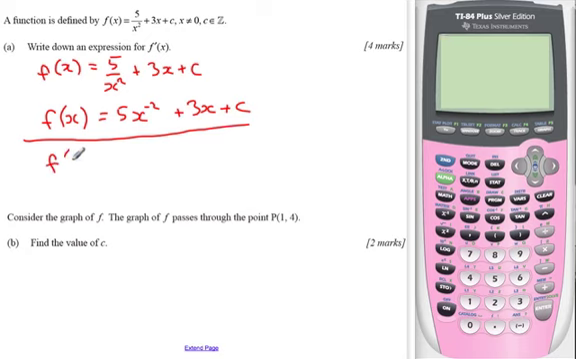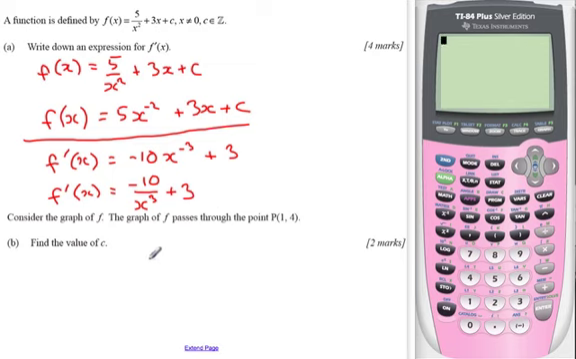Right, so now f dash of x equals, so now I'm differentiating. Negative 2 times 5 is negative 10. The power of x goes down 1, negative 3. 3x becomes 3, and the constant disappears, whatever number it is. I like to write that out again just to put it back as a fraction. That's going to be easier to substitute into later if we need to.